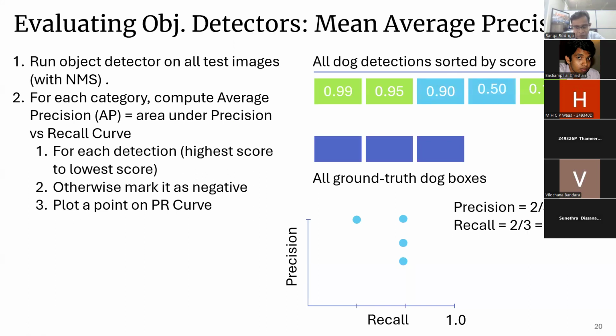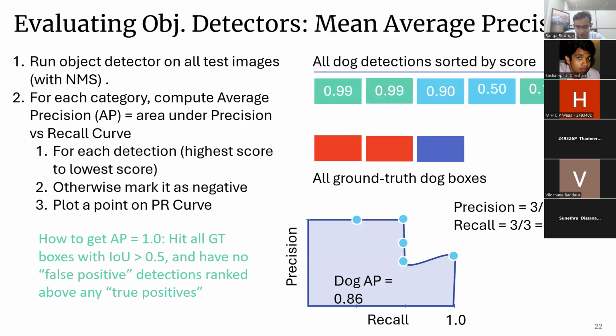So you can go through this animation and obtain these numbers, and you plot a curve, the precision versus recall curve. And then the area under this precision versus recall curve is the dog average precision. Dog average precision, only for the dog class.